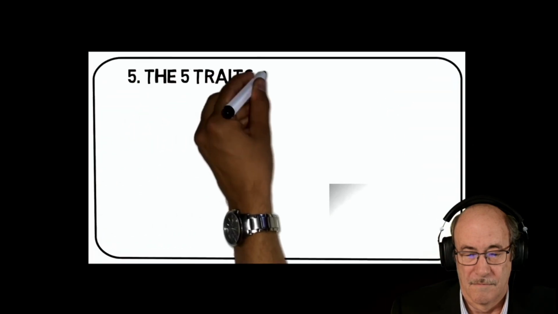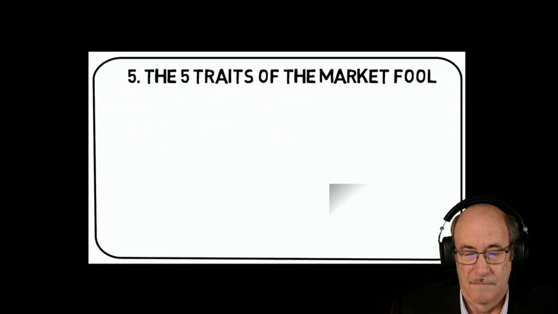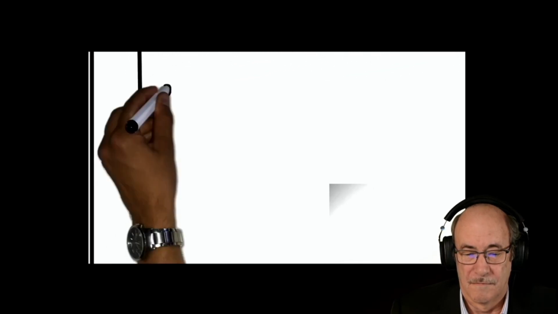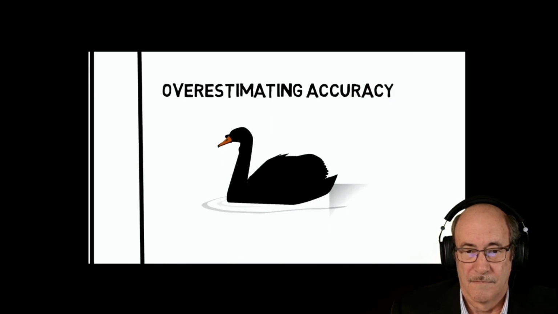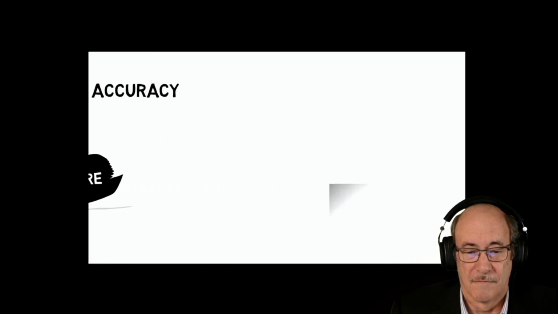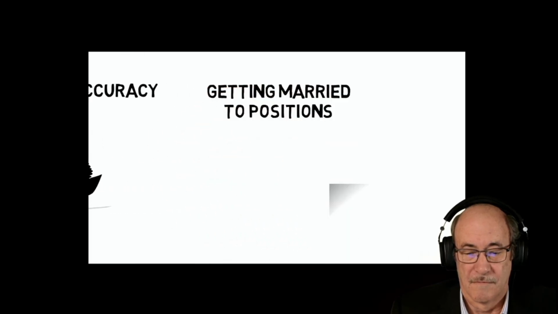Takeaway number 5. The 5 traits of the market fool. According to Nassim Taleb, the market fool has a tendency to do the following: overestimating the accuracy of his beliefs in an economical or statistical measure. Being overconfident about historical data is dangerous for many reasons. Black swans, the reliability of the data, the fact that the market might have changed, and data fitting are some of them.